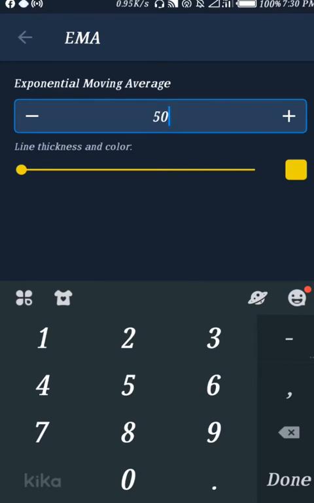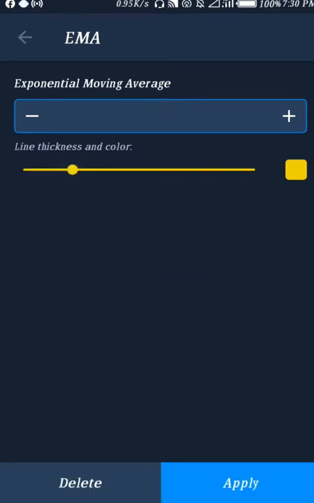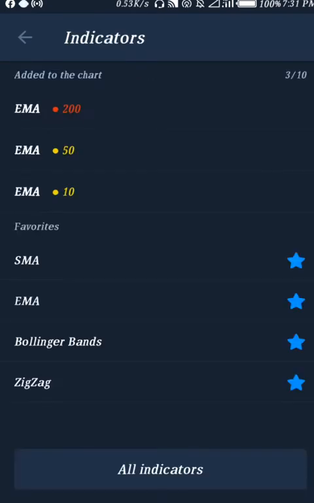Okay, and I'm going to leave it as yellow, but I'm going to make it thick, but not as thick as the 200. Remember, I made 200 to be in the middle, but this one is going to be like 1/4 of the old stuff. So I'll click on apply.